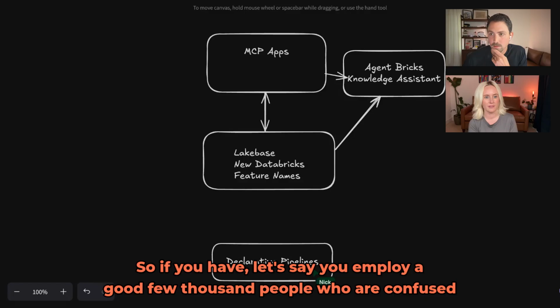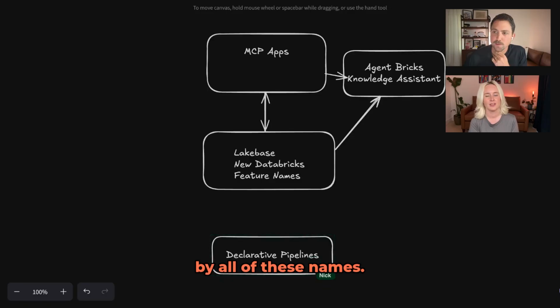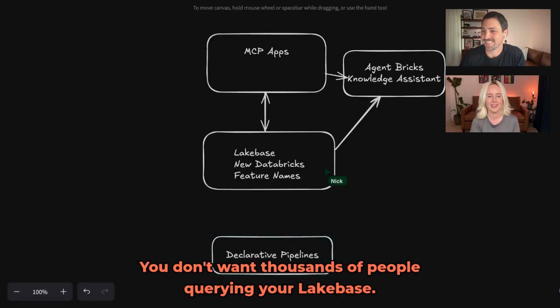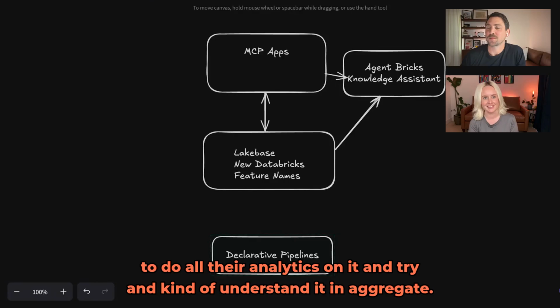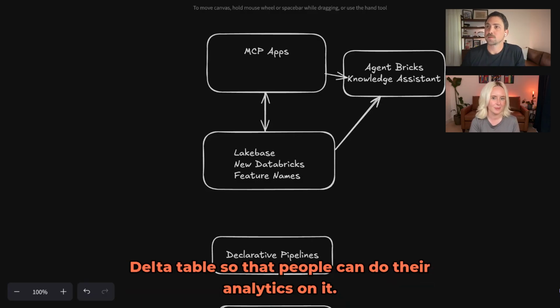So if you employ a good few thousand people who are confused by all of these names, you don't want thousands of people querying your Lakebase to do all their analytics on it and try to understand it in aggregate. What you'd want is to be able to extract all of that data and put it into Delta tables so that people can do their analytics on it.